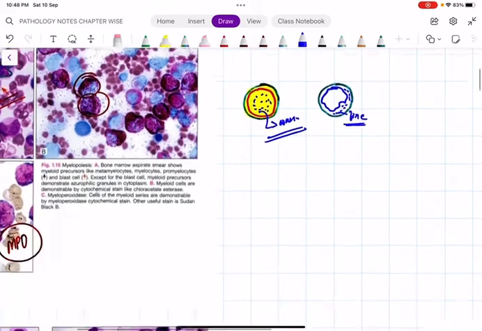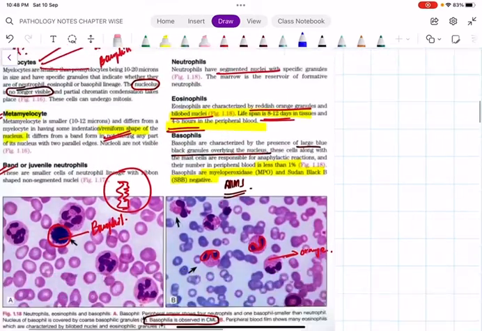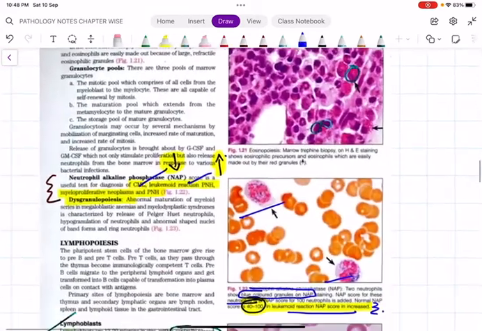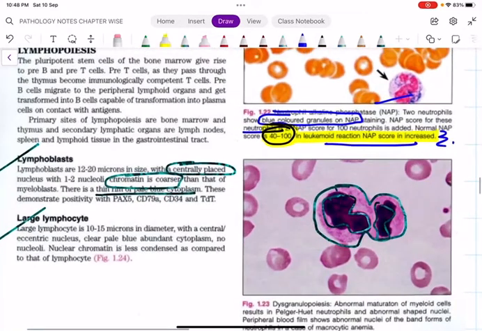How will you differentiate between a lymphoblast and a myeloblast? As far as lymphoblast is concerned, remember this point: the centrally placed nucleus, chromatin is coarser, thin rim of pale blue cytoplasm. They are positive for PAX5, CD79A, CD34 and TdT. As of now, don't mug up these things. I will be putting a video on IHC separately. At that time, you can remember.